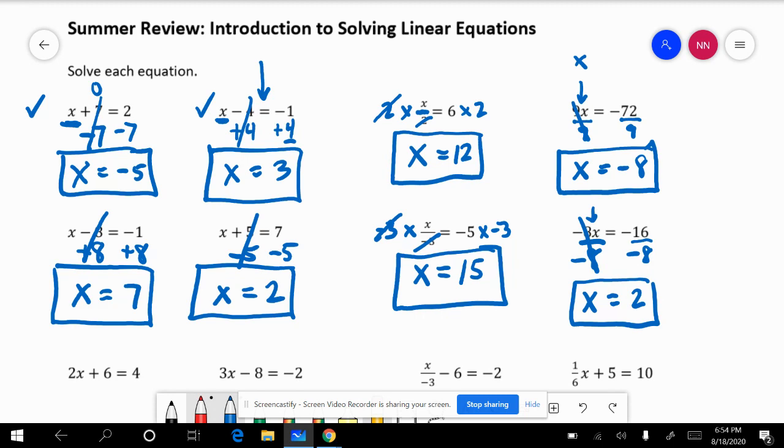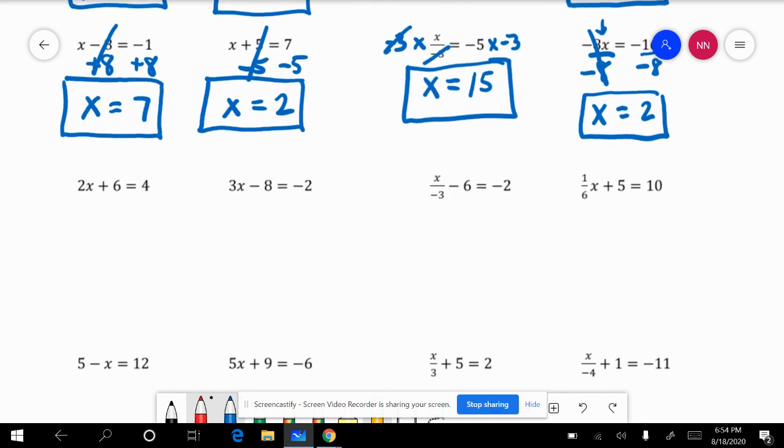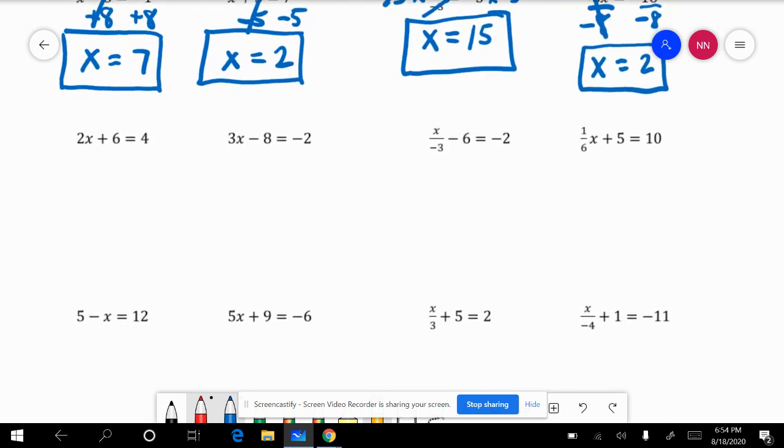Now we're going to move from one-step equations to two-step equations. So just like it sounds, we have 2 steps. Our first step is always going to be our adding and subtracting. Our second step is going to be our multiplying and dividing. So that's how the 2 steps are going to work. First add or subtract, then we're going to multiply or divide.